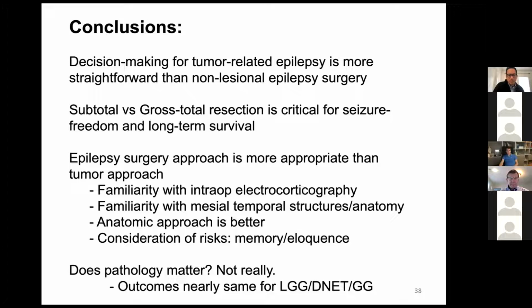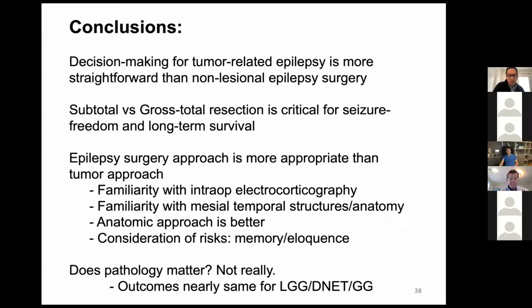My philosophical perspective is that the epilepsy surgery approach is much, much more appropriate than the basic tumor approach, primarily because many of these tools were developed for epilepsy. Awake mapping was originally developed in epilepsy surgery and is really important for functional mapping. Familiarity with intraoperative electrocorticography is another standard tool in epilepsy surgery. And I also believe that an anatomic approach to these lesions is better when possible, especially when you're dealing with things like the medial temporal lobe anatomy.